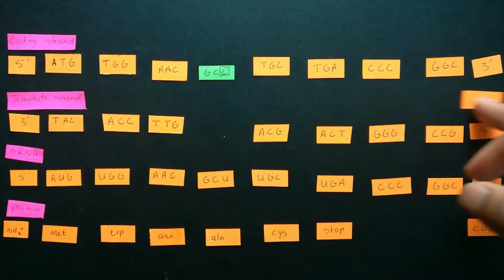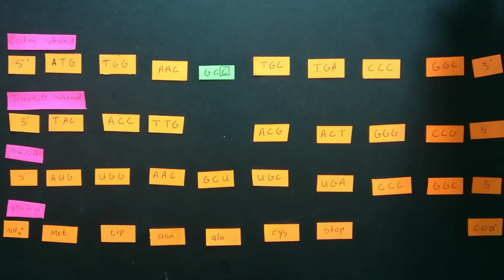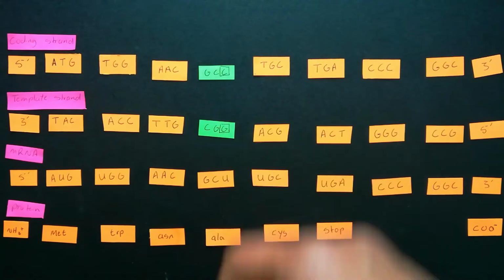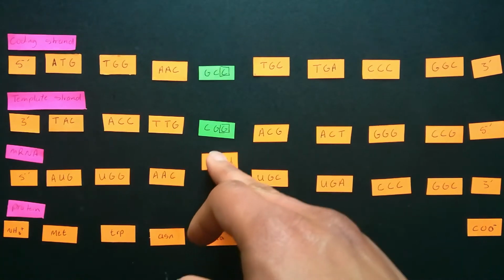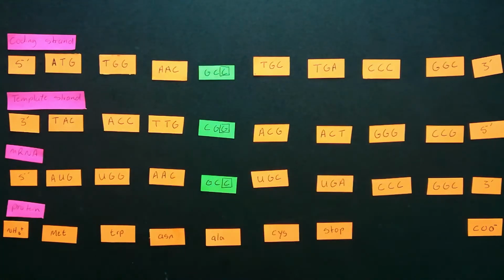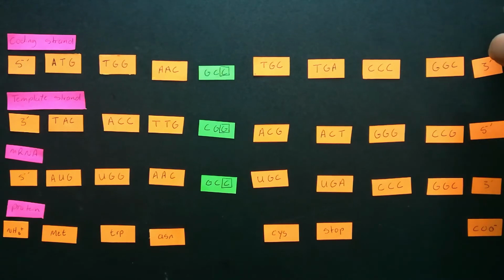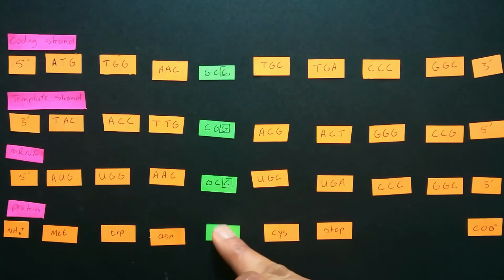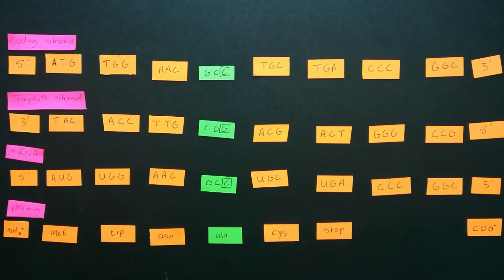In this case, thymine in the coding strand changes to cytosine, which results in adenine changing to guanine in the template strand, and then uracil changing to cytosine in the mRNA. However, the codon still codes for alanine and there is no change in the protein function. This is also an example of a transition mutation.